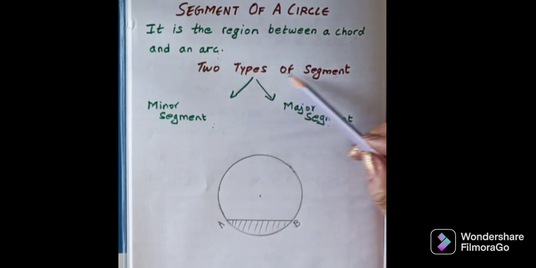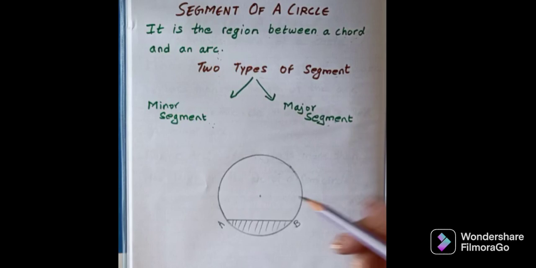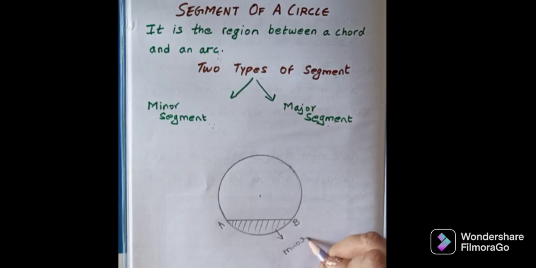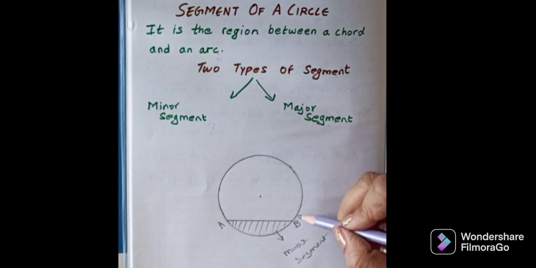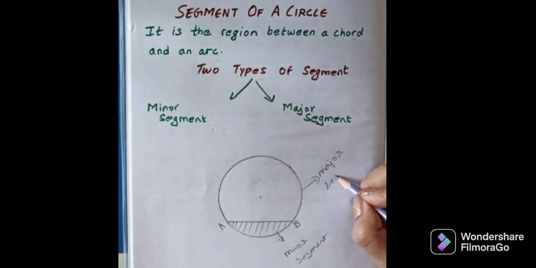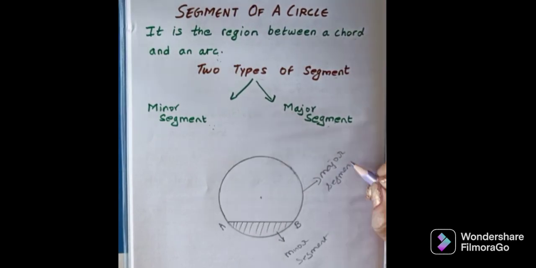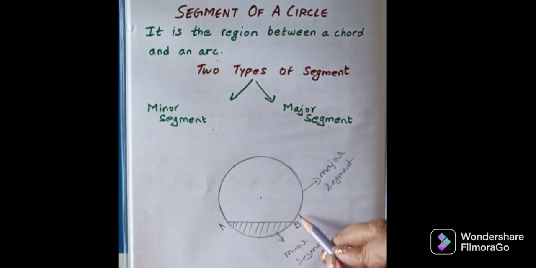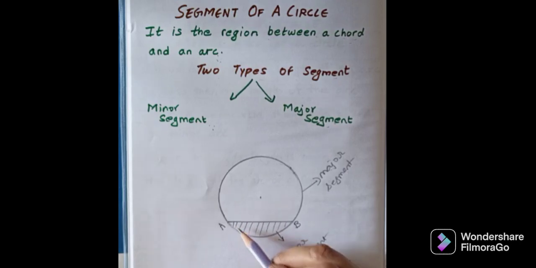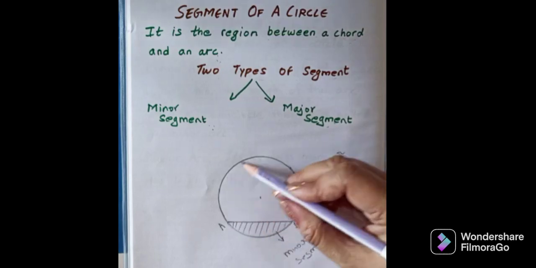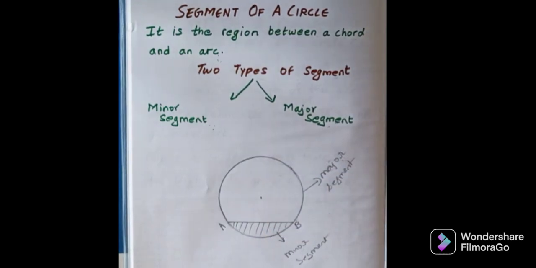Again, there are two types of segment, minor segment and major segment. So this one is smaller than the whole circle. So that's why it is called minor segment. But you can see the rest of the part. This part is bigger than this part. So that's why it is called major segment. So student, note that the minor segment is the small part of the circle and the major is the large part of the circle, and it is the region between chord and arc. So if we take minor arc and chord, then it's a minor segment. If we take major arc and chord, then it is a major segment.